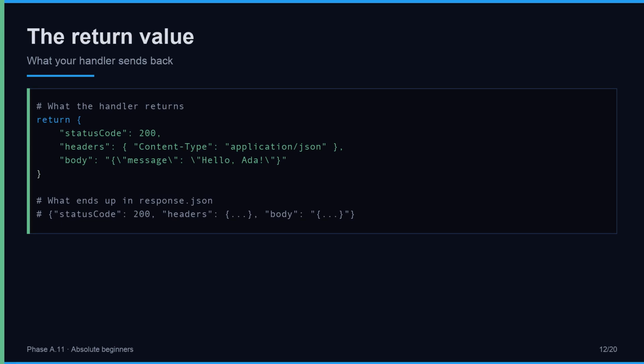A common shape for API gateway backends is status code, headers, and body. Notice that body is a string, usually JSON serialized. That is because the body travels over HTTP, and HTTP speaks text, not dictionaries. The caller parses the body back into JSON. Hold this idea: the return value of the handler is exactly what the invoke writes to disk.